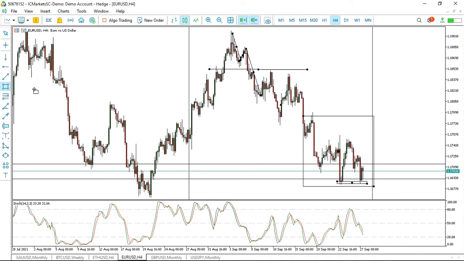So we can see that this double bottom was made, and with this double bottom we can anticipate a trend reversal. 1, price is at support. 2, price is in a downtrend. 3, when price is in a downtrend and it creates a double bottom at a support level, we can anticipate a buy. So these are 3 very, very clear signals for you to make a buy trade, right?